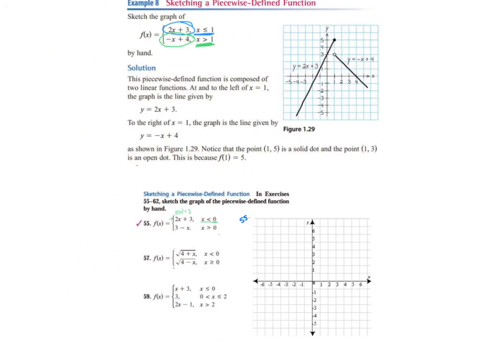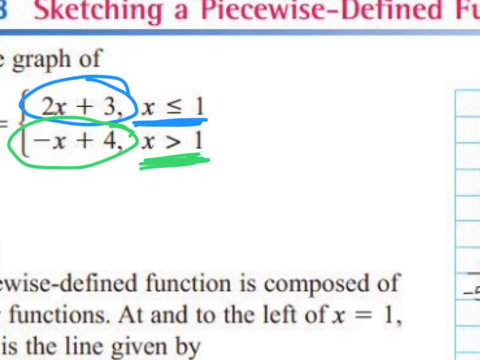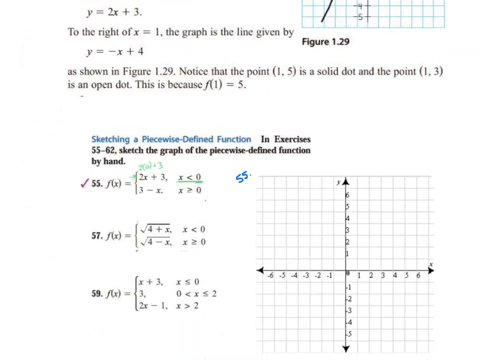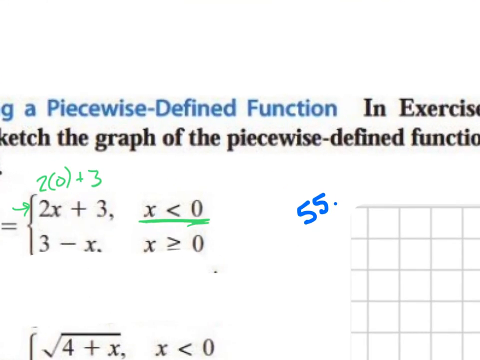But one thing that I forgot to mention, looking up here, if we have a less than or greater than sign with the equal to, that's when we have a closed circle. If it's just less than or greater than, that's when we have an open circle. So first example, we have just a less than with no equal to, so we know that this is going to be an open circle. So at 0, we have an open circle here.